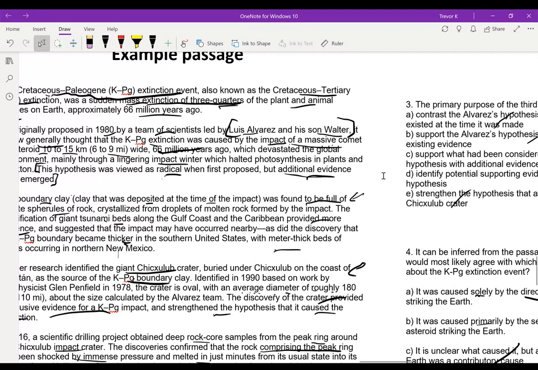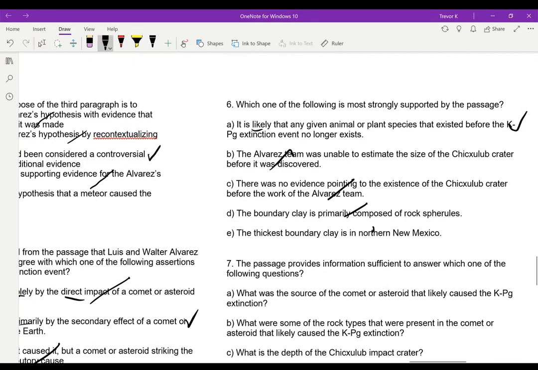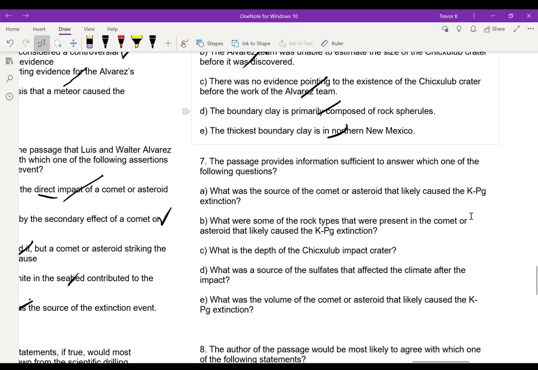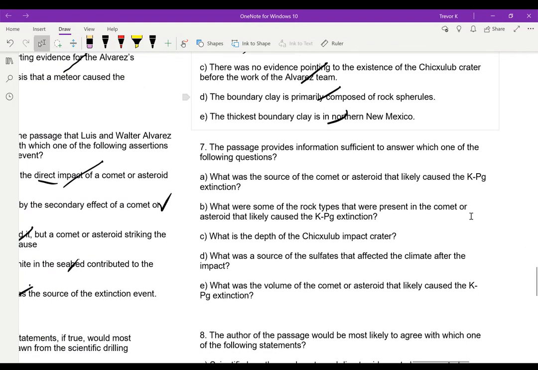Thicker is not the same as thickest. So, nope. All right, so A seems like the best here. All right, the passage provides information sufficient to answering which of the following questions. Again, hopefully we have enough. What was the source of the comet or asteroid that caused the KPG extinction? I don't think we get the source of it. I think it just came from somewhere.